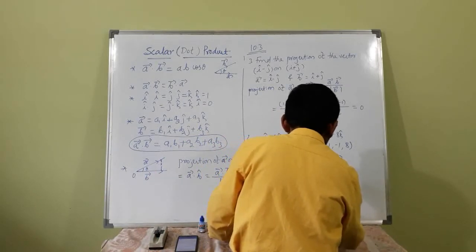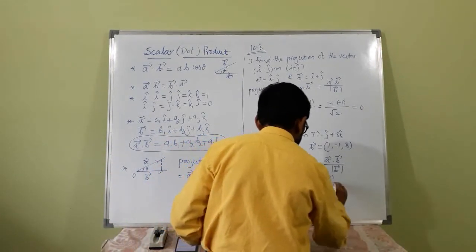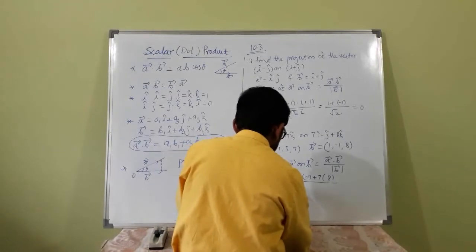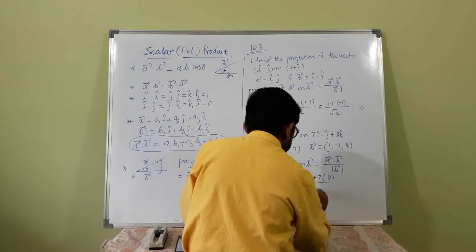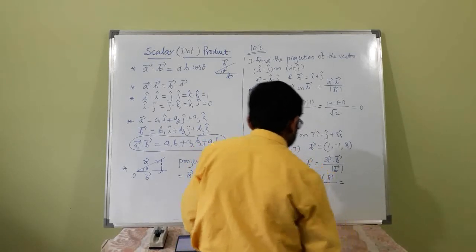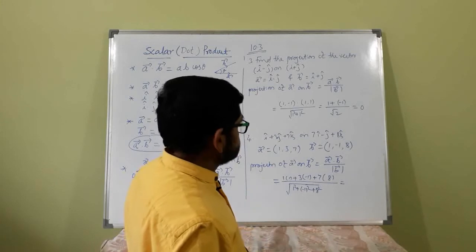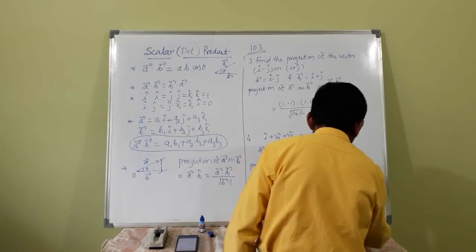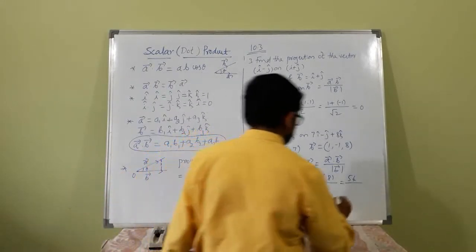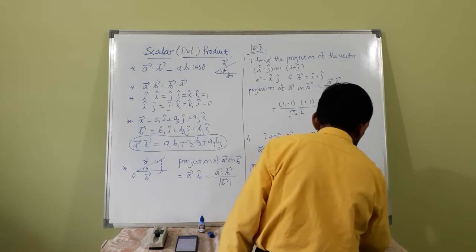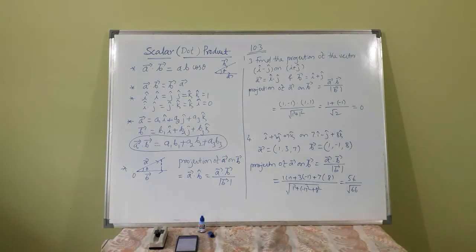7 into 1, no need, plus it is whole divided by magnitude of B, means root of 1 squared plus (−1) squared plus 8 squared. That is 1 minus 3 minus 2, 56 minus 2 is 54, divided by root of 2 plus 64, root 66. So projection of A on B is 54 by root 66.